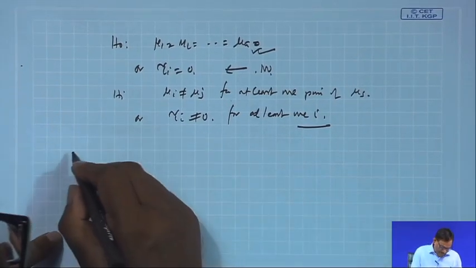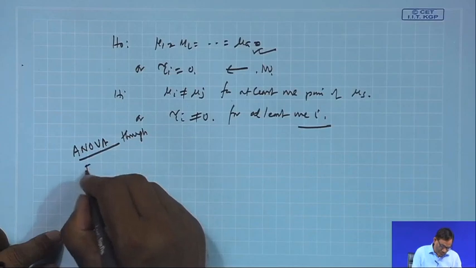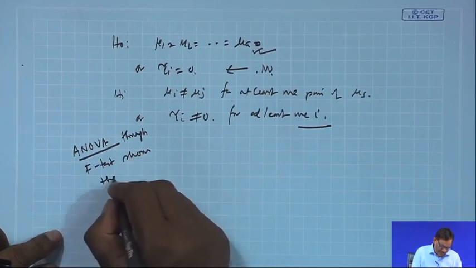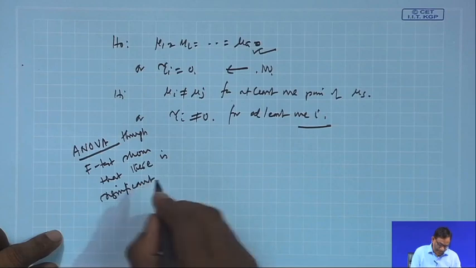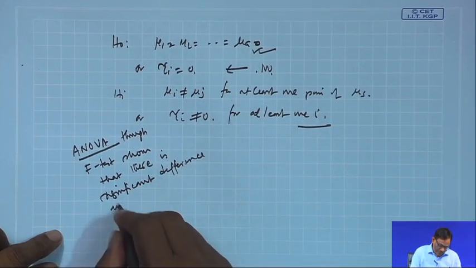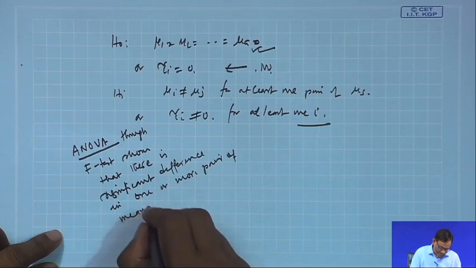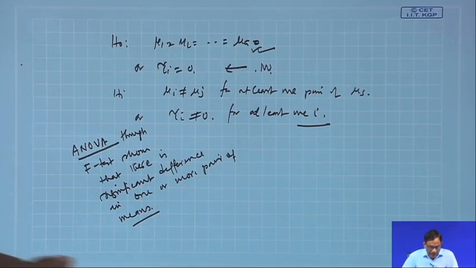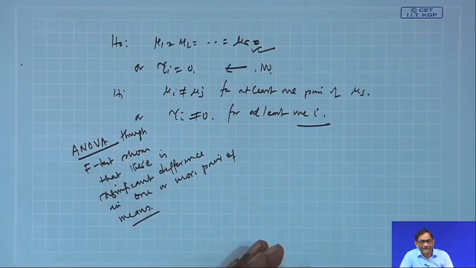Suppose ANOVA through the F test shows that there is a significant difference in one or more pairs of means. Through the ANOVA table and F test, what we can observe is either there will be no difference between pairs of means, or no treatment effect, or there will be at least one pair of means that is different. So one or more pairs of means will be different, and that means there are one or more treatment effects.